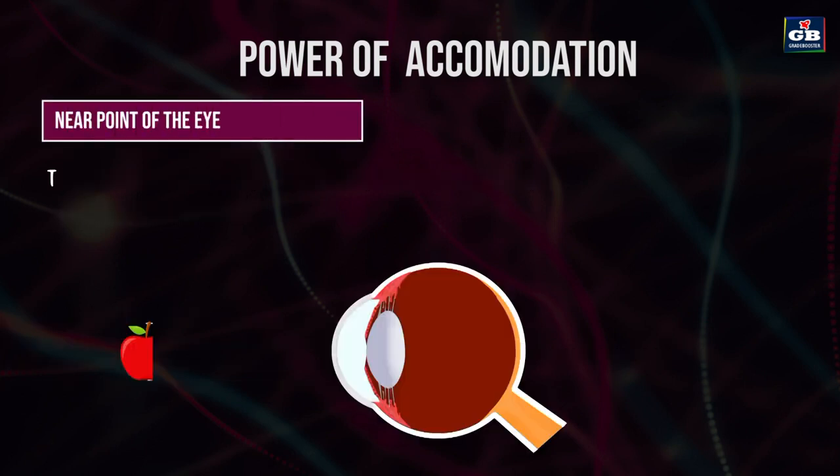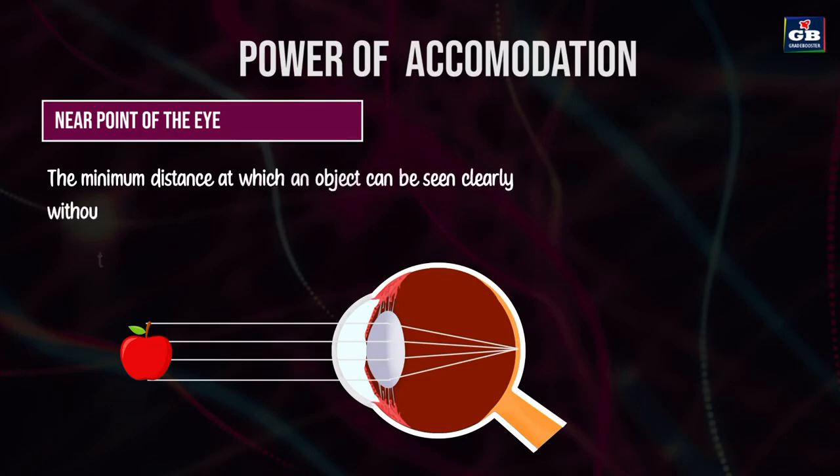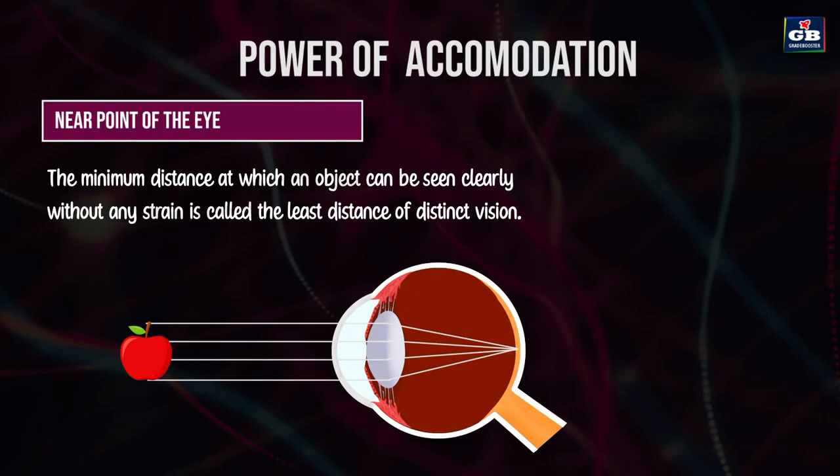Now, near point of the eye. The minimum distance at which an object can be seen clearly without any strain is called the least distance of distinct vision. That means you will be able to see your notes or textbook at some distance from your eye. If you bring your book close to the eyes, then your vision will be blurred and your eyes feel some strain. So the distance at which you can see clearly without any strain is the near point of the eye. The near point for a normal adult eye is about 25 centimeters.